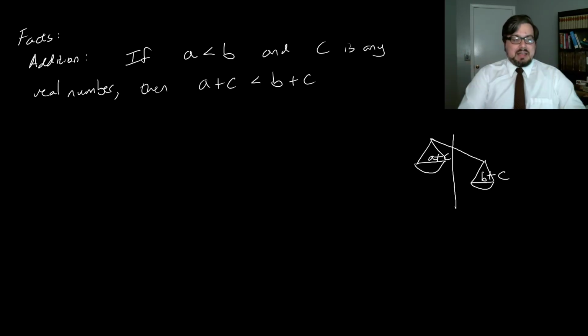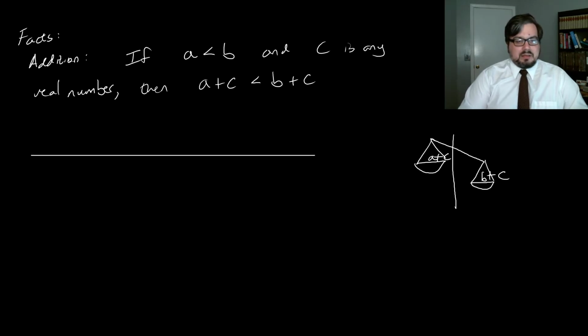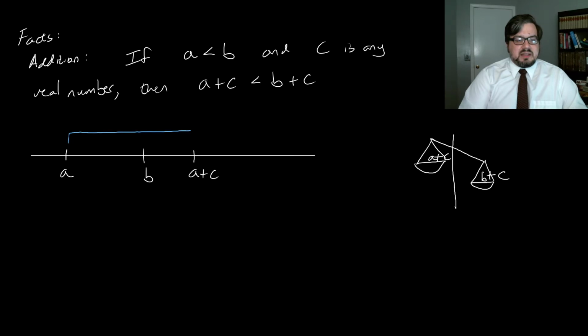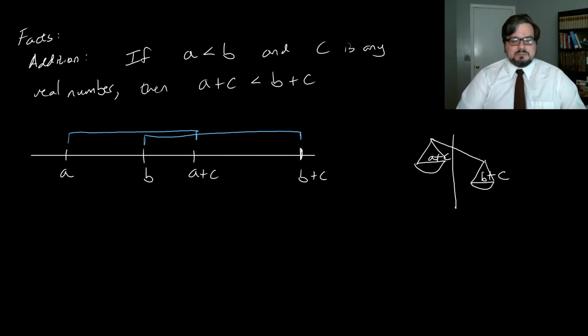And if I've got A and B, and since A is less than B, I know that A is to the left of B on the number line. Then I add C to both of those. The distance that I've moved to the right for A is the same as the distance that I've moved to the right for B, and so A plus C is still going to be less than B plus C, because A plus C is still to the left of B plus C on the number line.